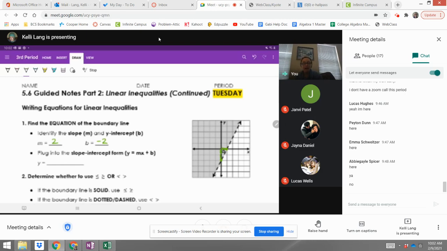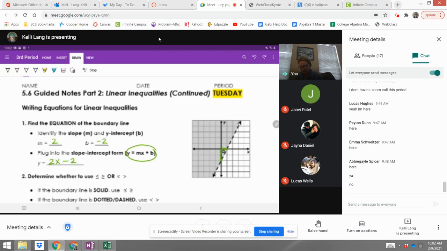And then once we have our m and our b, that helps us write the equation of the boundary line, y equals mx plus b. So in this example, mx plus b is actually 2x minus 2. So we know what the boundary line formula is, but this is written as an equality. We don't want to do that. We want to write it as an inequality.